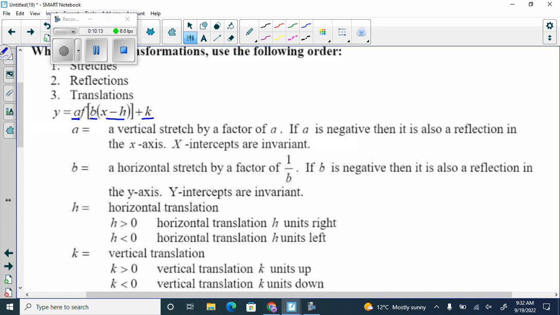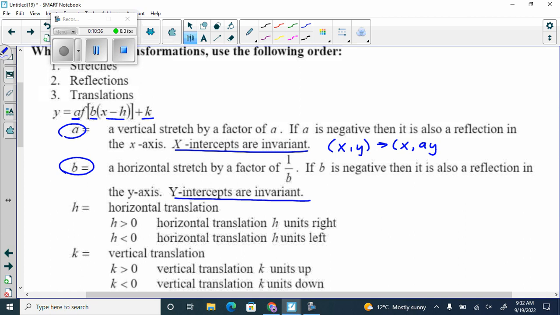So here it says A is a vertical stretch by a factor of A. If A is negative, then it is also a reflection in the x-axis, and x-intercepts are invariant. So if only A is done, then x-intercepts are invariant. If only B happens, then y-intercepts are invariant. And the reason why that is, your mapping is xy becomes xay, correct? So if your A happens to be 0, it's going to stay 0, right? Same thing here, your y-intercepts.